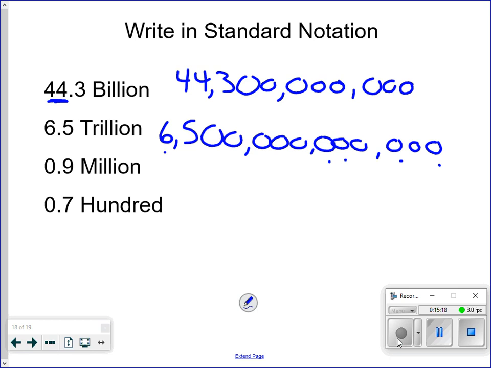0.9 million. Watch how I write this. 0, 9, because this is my millions, right? Wouldn't that be how you'd write it? 0.9 million, 0, comma, 900. But then I want you to erase this 0 because obviously you're not going to write 0, comma, 900,000. So your answer is 900,000.